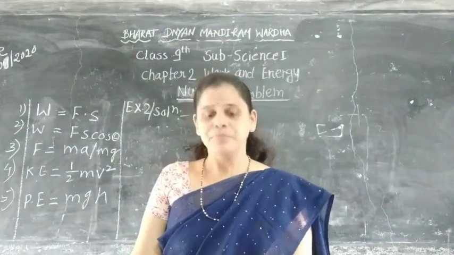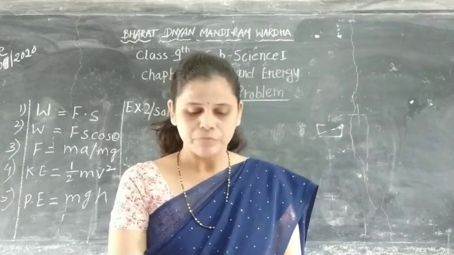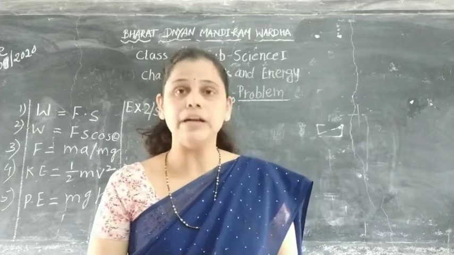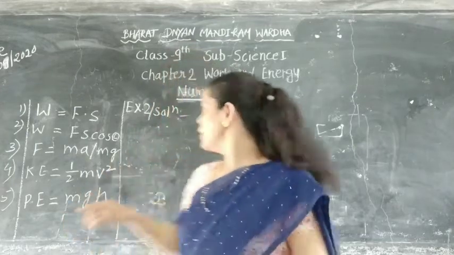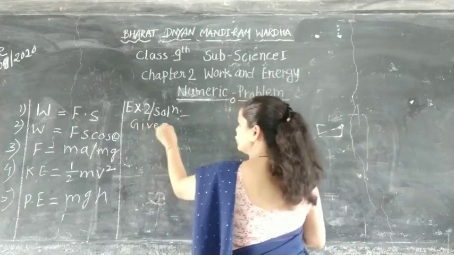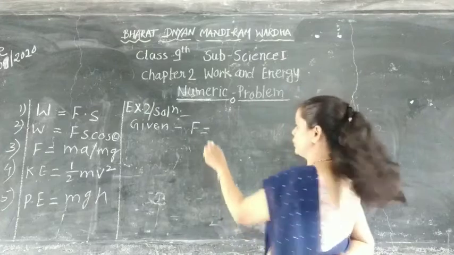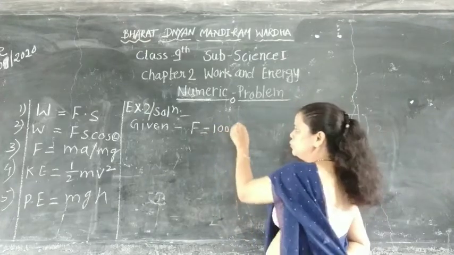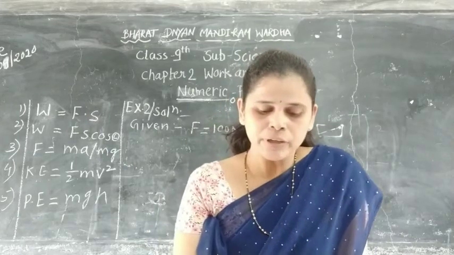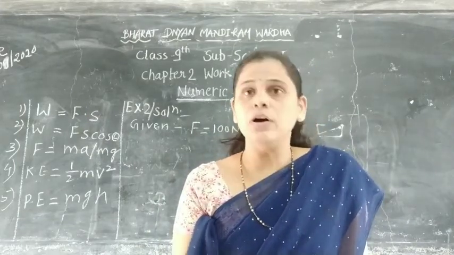And next is example number 2. Read the question. What is given? Praveen has applied a force of 100 Newton. Newton means F is given. So first write down what is given. F is given and F is 100 Newton, on an object at an angle of 60 degree to a horizontal.